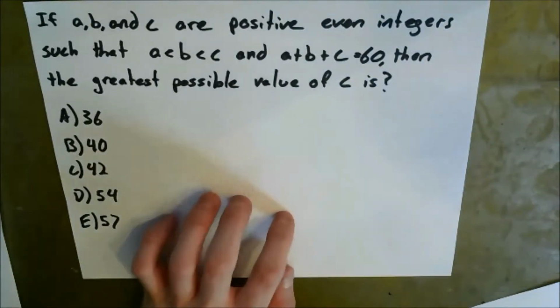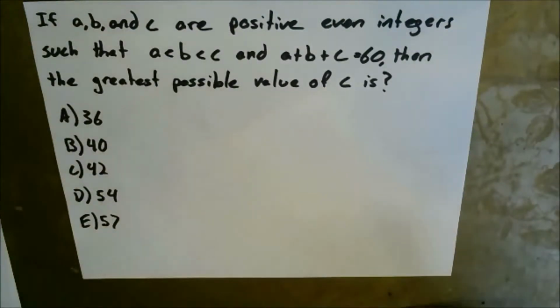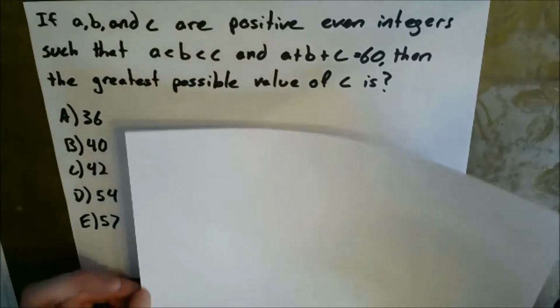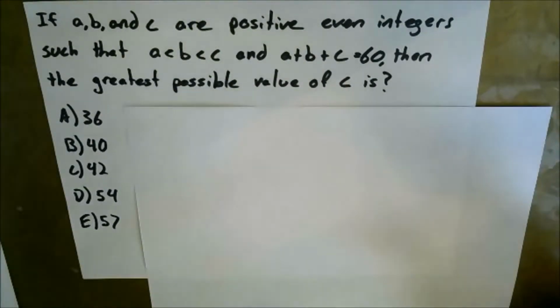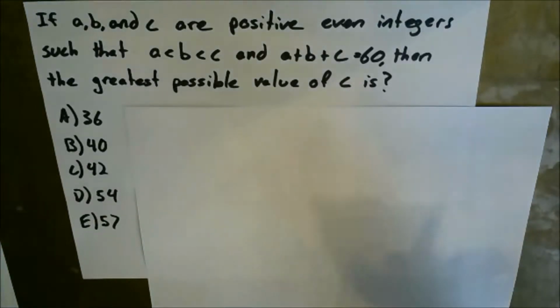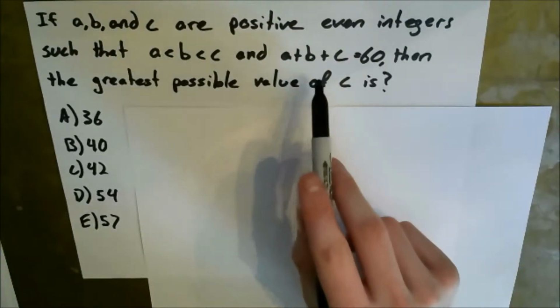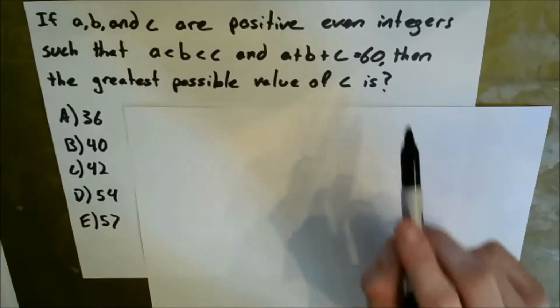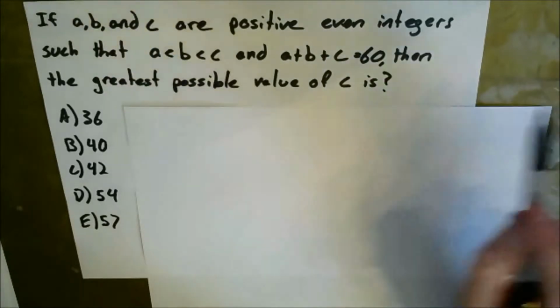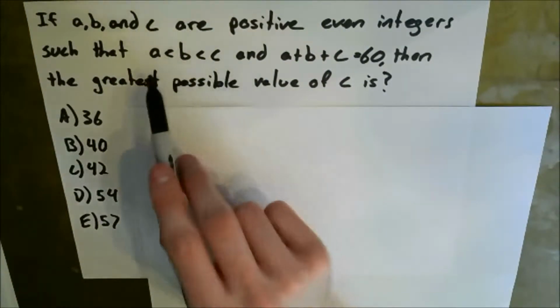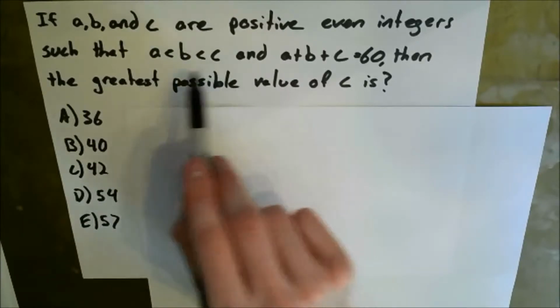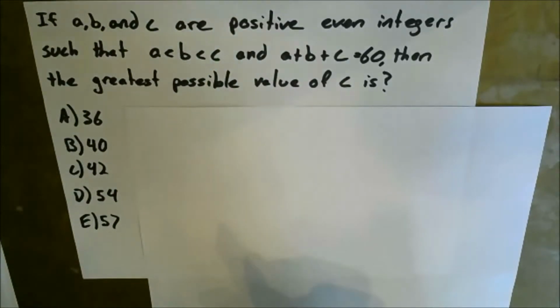If a, b, and c are positive even integers such that a is less than b, which is less than c, and a plus b plus c equals 60, then the greatest possible value of c is. Okay, so since we're trying to maximize c, and we have this condition that a plus b plus c equals 60, then we know we want to minimize a and b. Furthermore, the condition that a is less than b, which is less than c, shows us that these all have to be different integers. They cannot be the same.